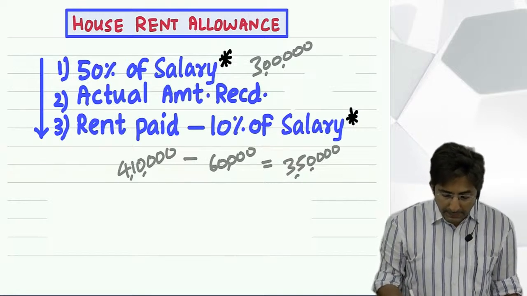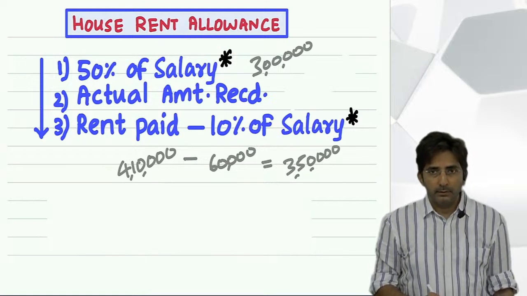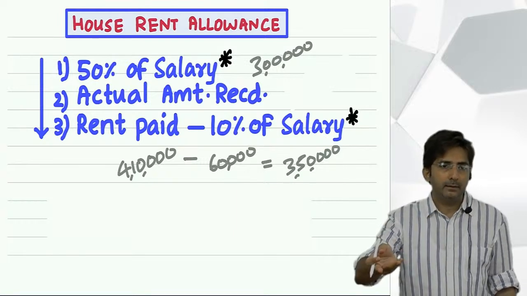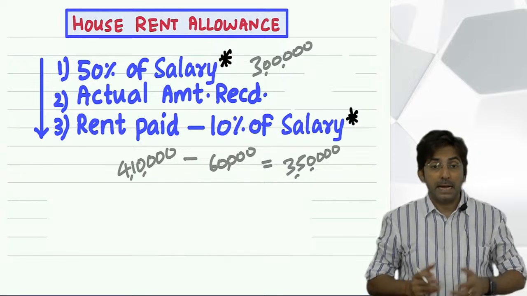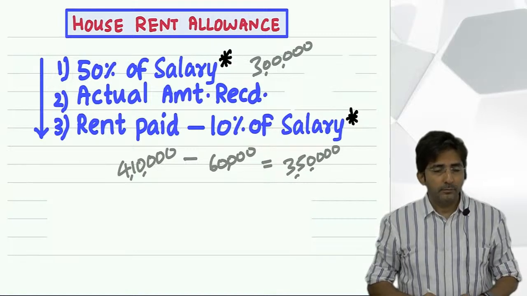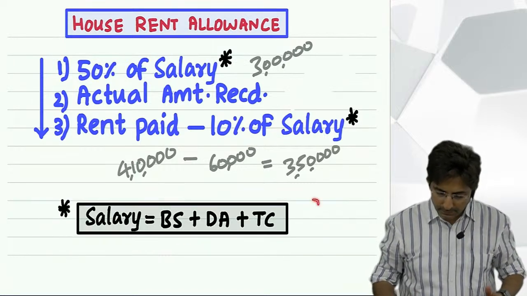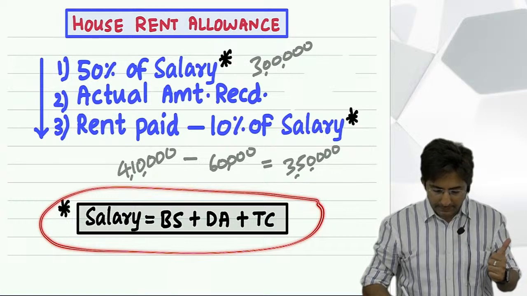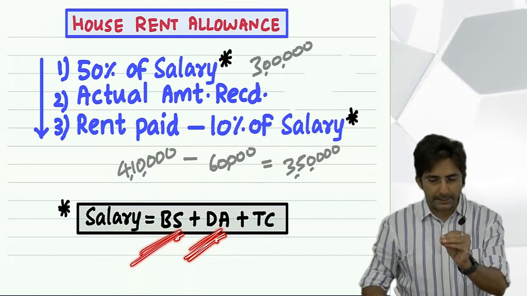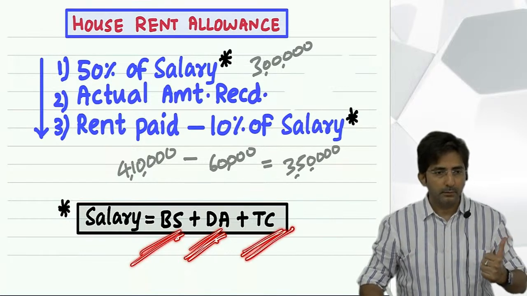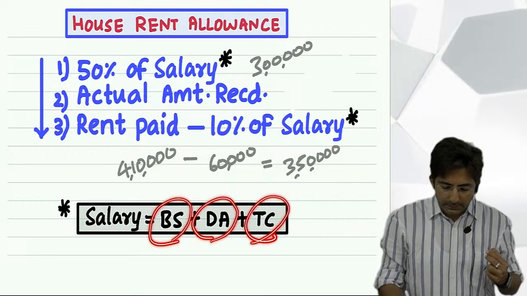Now see, salary means what? The allowances which you get also come in your monthly salary. Salary means what? So here also the law has defined. See here. Your salary means basic salary, dearness allowance, and turnover commission. I will explain what dearness allowance is in some time, and turnover commission too. But these three items you have to total up. That will give you this salary.